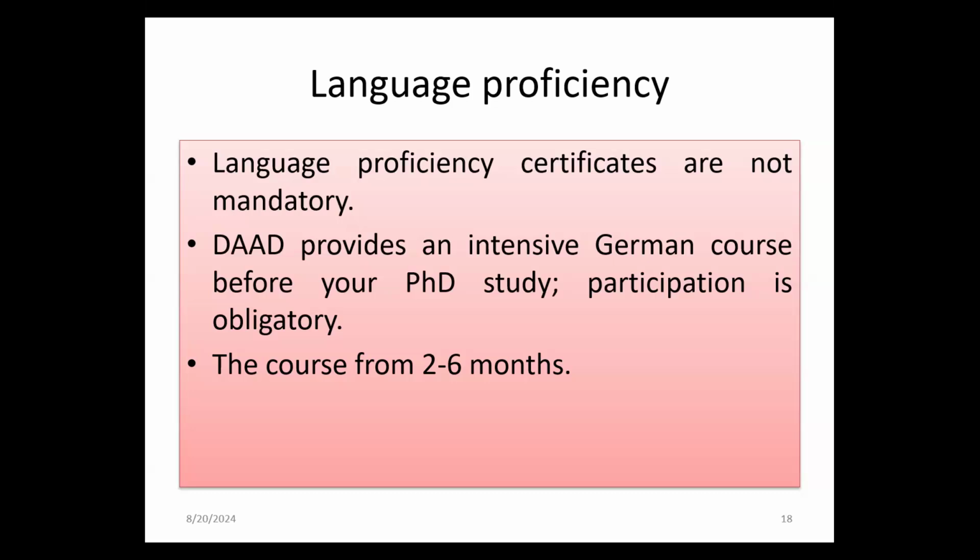You don't select the center where you will have this German course. They select you randomly, and then they will tell you you have to go to this city to start your German course. Everything will be prepared for you. Unfortunately, during the German course, you cannot accompany your family. So if you have a family, for the German course you have to come by yourself.